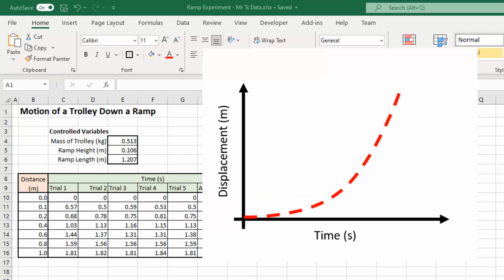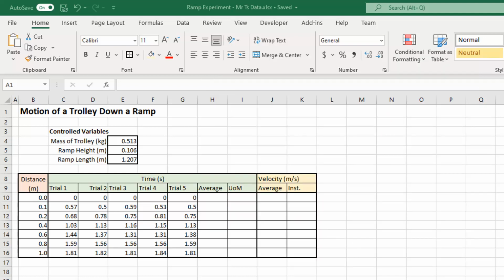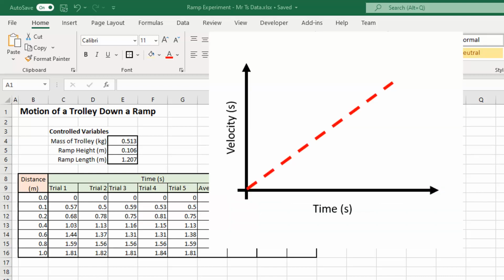It should be a parabolic curve, a parabolic graph, which shows the slope of the graph, that is the velocity, increasing as the object goes down the plane. The second thing we're going to try to create is a velocity time graph, and if everything works out correctly, it should be a linear graph like this one, where the velocity increases linearly with time. So they're the two graphs that we're going to try to get from our data. Let's cross our fingers and see how we go.